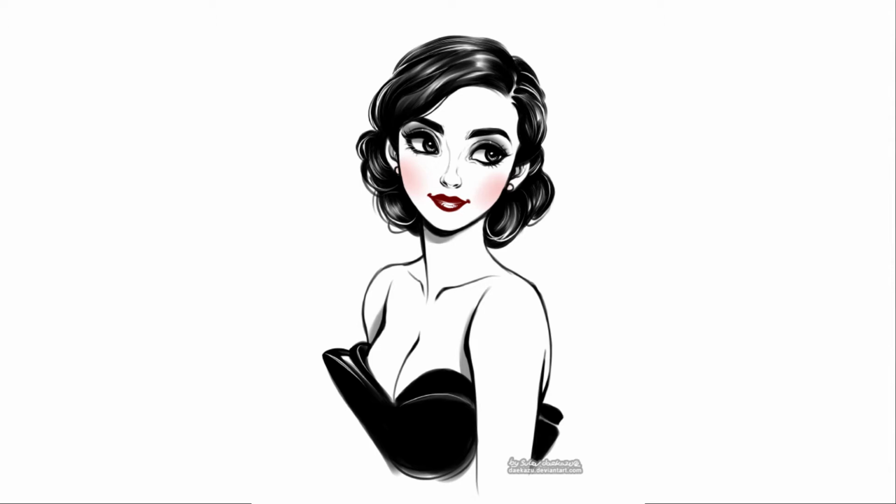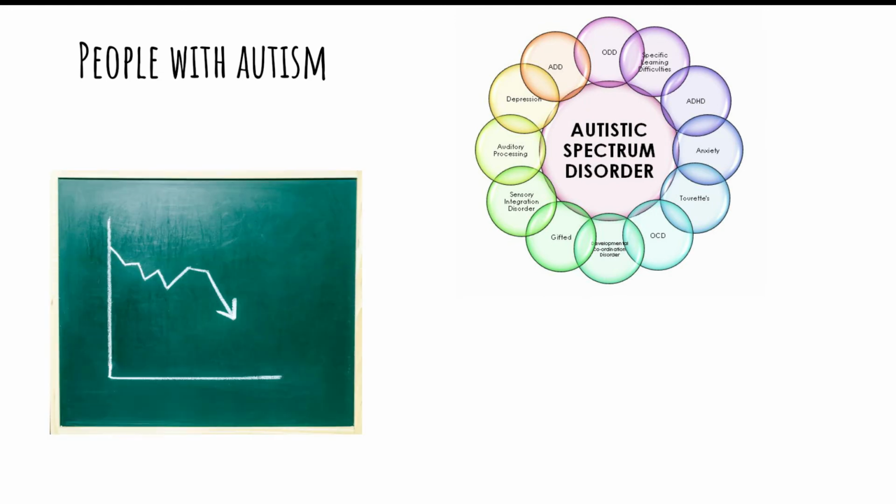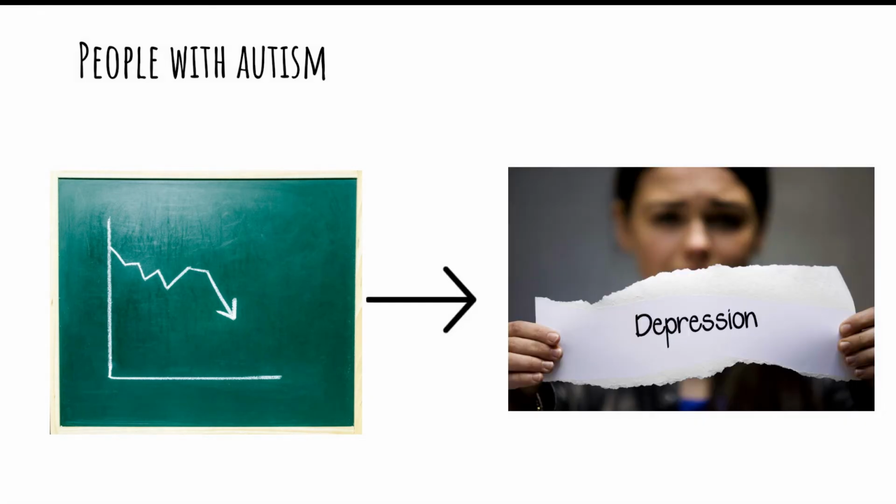And on the other hand, some people with autism or with autism spectrum disorders have low levels of oxytocin. And low oxytocin levels have also been linked to depression disorders.